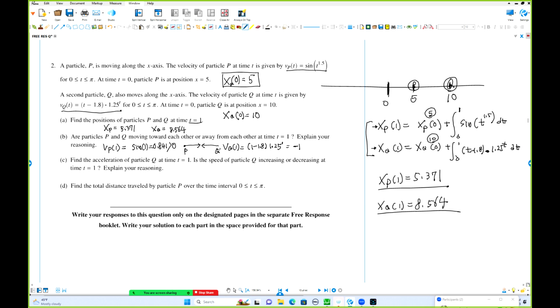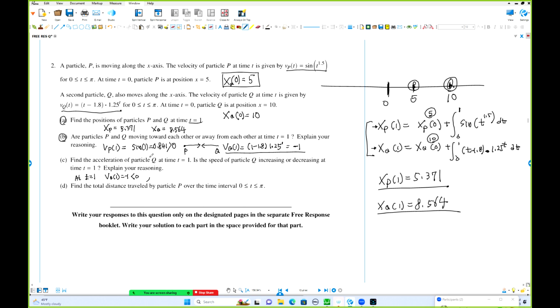All right, choice C there. We did A and B, okay? C is to find the acceleration of particle Q at time t equals 1, and whether the speed of particle Q is increasing or decreasing. We already did the velocity at time t equals 1: particle Q velocity at 1 equals negative 1, negative, okay?